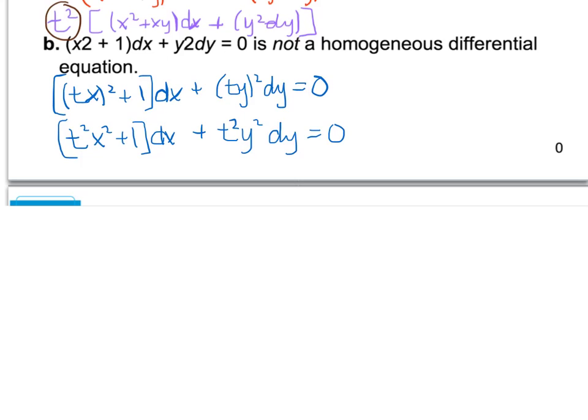Now, I can factor out a t squared from this part, and I can factor out a t squared from this part, but the term that deals with the 1 does not have a t squared in it. So because that does not have a t squared in it, I cannot factor a t squared out of this whole piece. Therefore, because I cannot factor out a common t term, this is not a homogeneous differential equation.